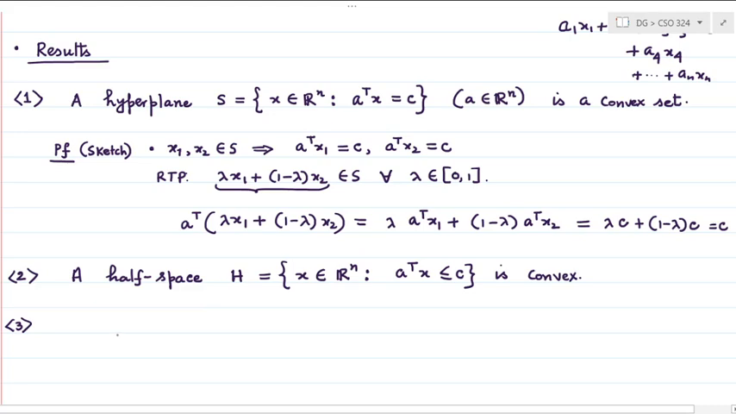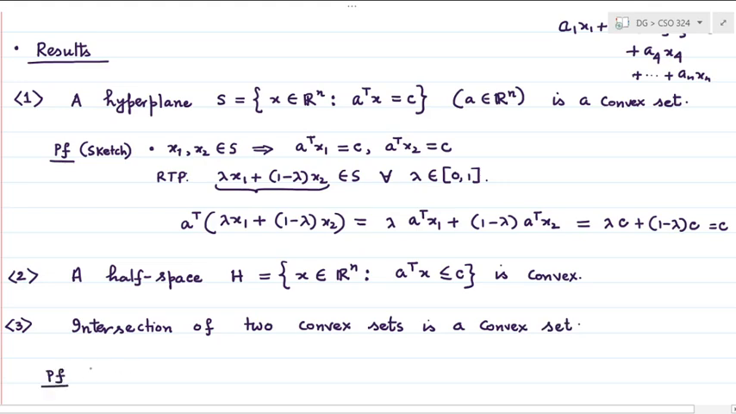Now I want to prove a very interesting fact, which will be useful later on: is the intersection of two convex sets convex or not? It is indeed a convex set. Why? The reason is the following. It is very simple to prove, but let me just sketch it out.